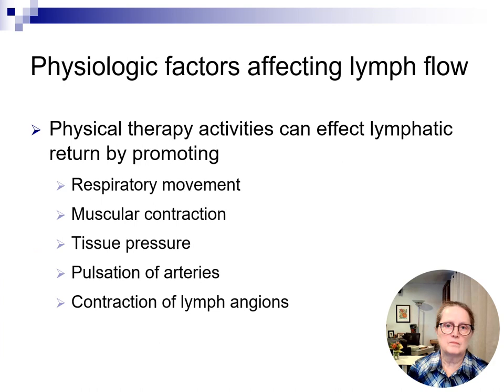In physical therapy, we are able to affect lymphatic return through many of our normal clinical activities. Such activities include respiratory movement, muscle contraction, pulsation of the arteries, and contraction of the lymphangion, all of which are stimulated through exercise. Changes in tissue pressure can happen with application of compression bandaging. Also, contraction of the lymphangions can be stimulated through manual lymphatic drainage, which is a specialized type of massage designed to affect the contractile rate of the lymphangions.